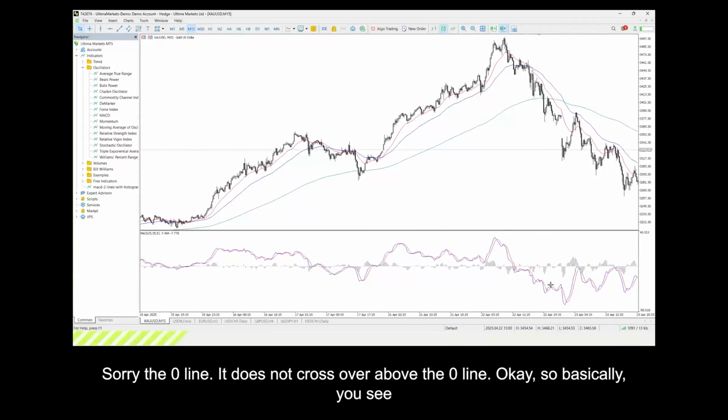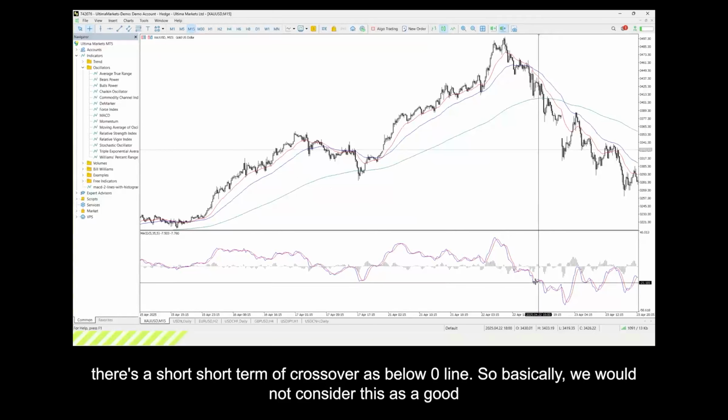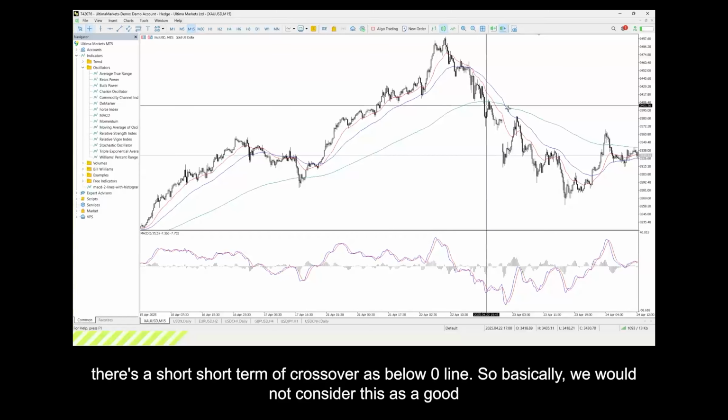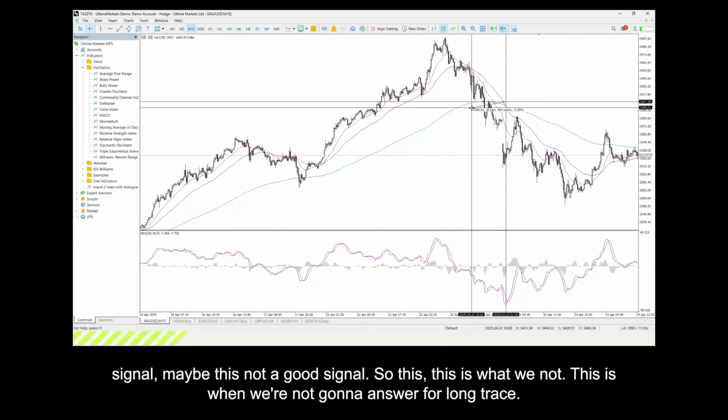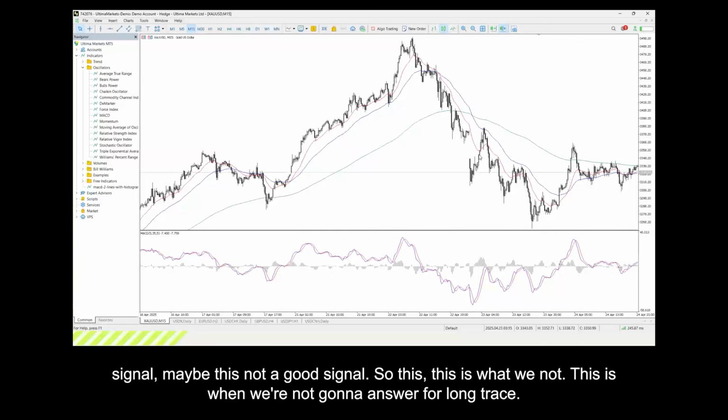You see there's a short-term crossover, but it's below the zero line. So basically we would not consider this a good signal. This is not a good signal. So this is when we're not going to enter long trades.